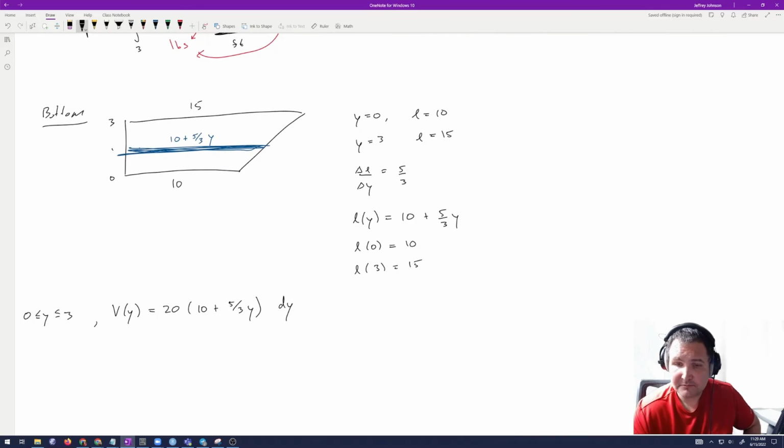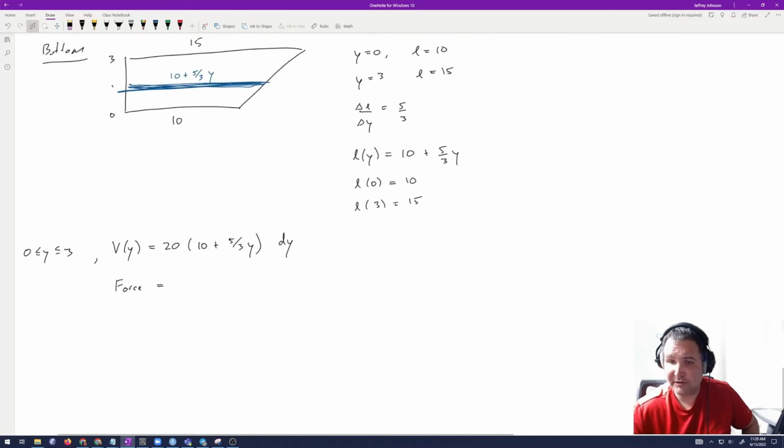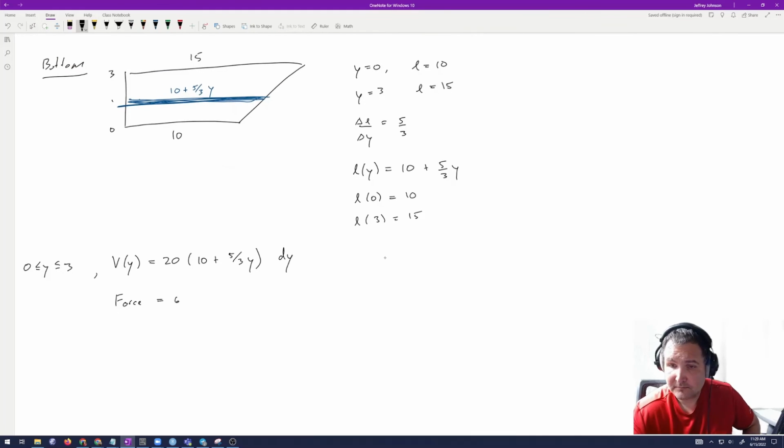Okay, what about the force? Right, what about the force? The force is equal to the weight density times the volume. And the weight density here is 62.4. Right? Times our volume. So that's times 20 times 10 plus 5/3 y dy. And then our distance that it has to cover in order to get out of the pool is still going to be 8 minus y. Right? When y is 0, you got to go all 8 feet. When y is 3, you have to go 5 feet.